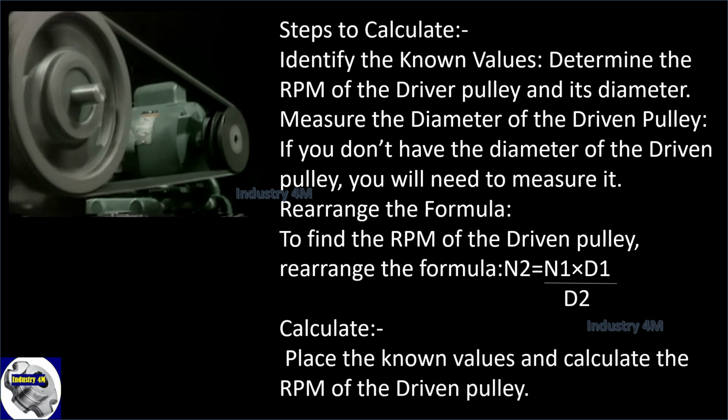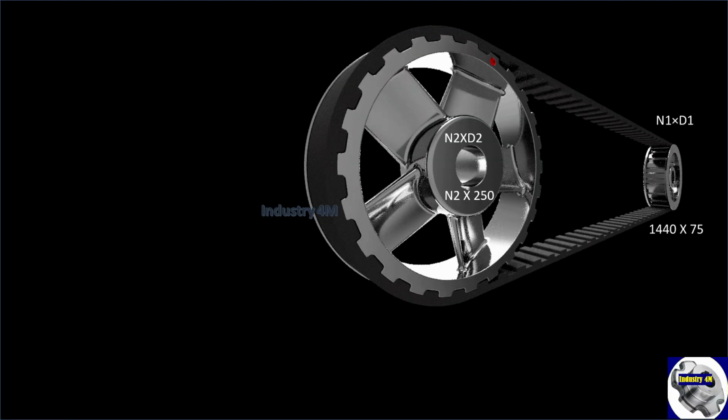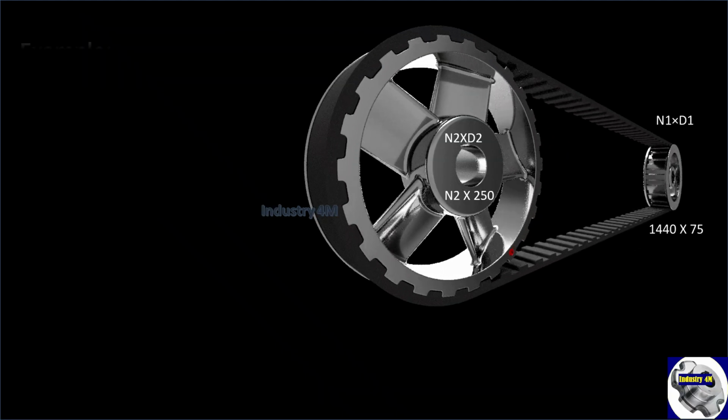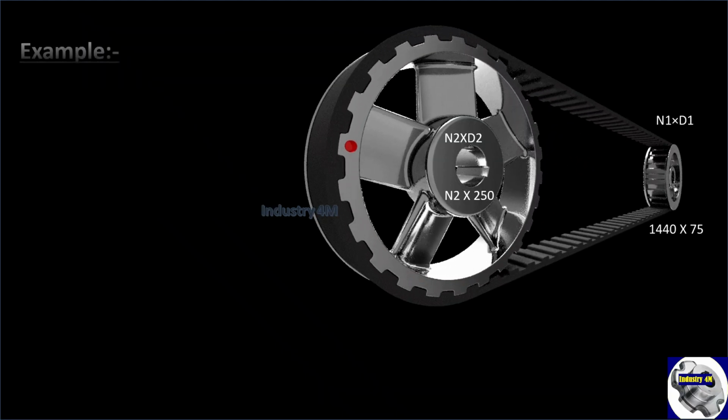Let's calculate and see how to calculate. Place the known values and calculate the RPM of the driven pulley. Let's go to the next slide. Here is the example where we can put the values in the formula.